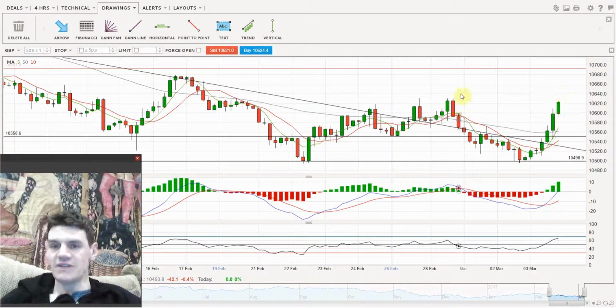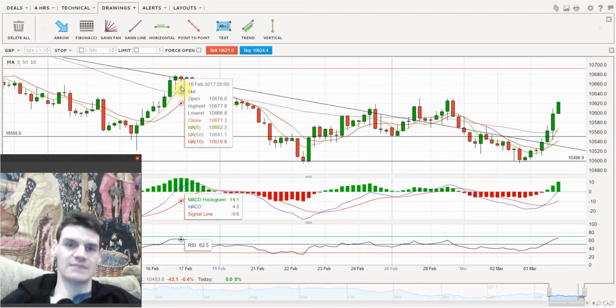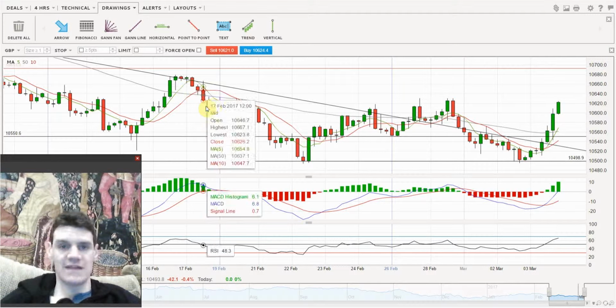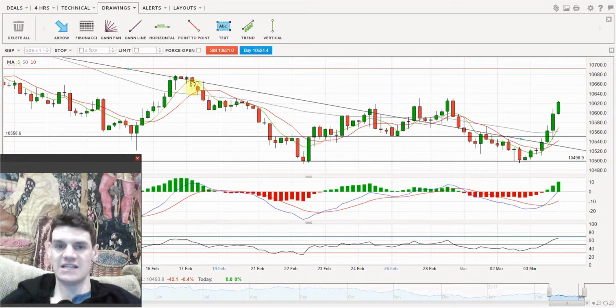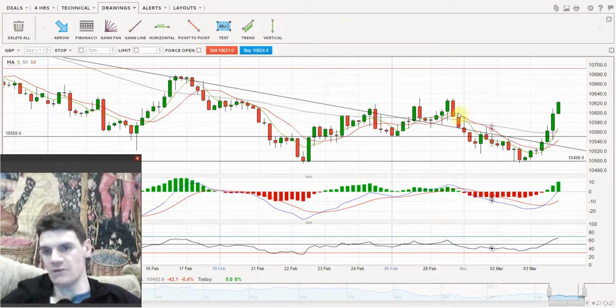So price has already reached this price level here, which means it could falter here, it could mill about a little bit and then move back down towards that descending trend line, or it could push past that level, in which case it's going to head up to this previous high here on the 16th of Feb, around about that 10,680 level, which is initially where I put my stop loss just above. So what am I going to do? What am I going to do?